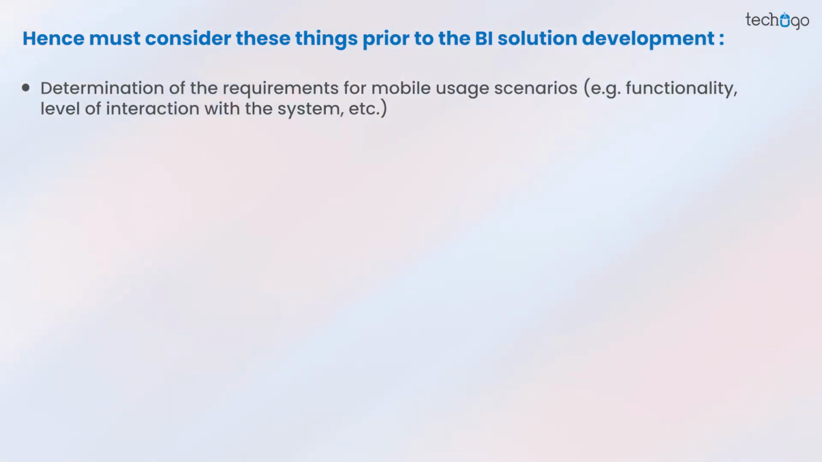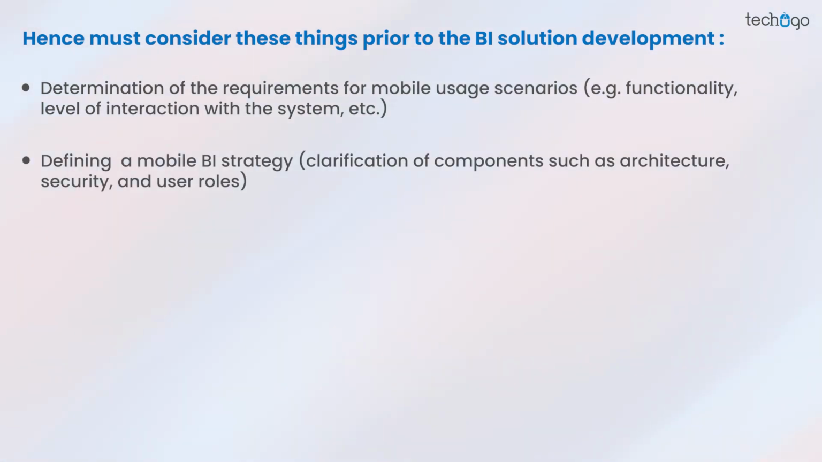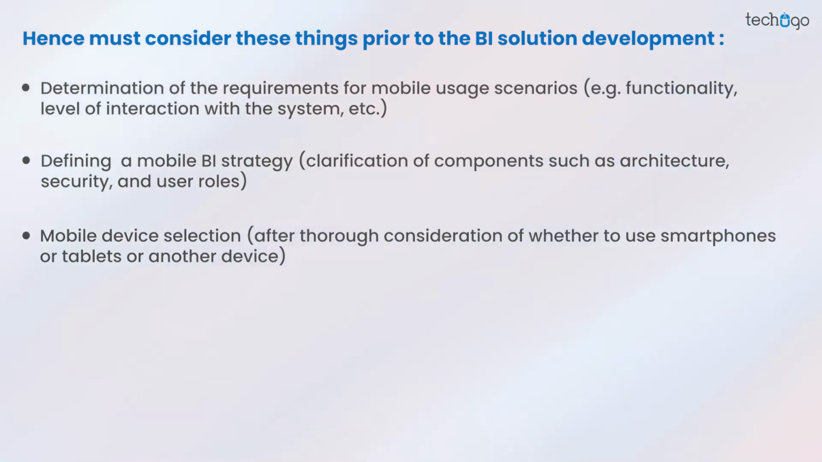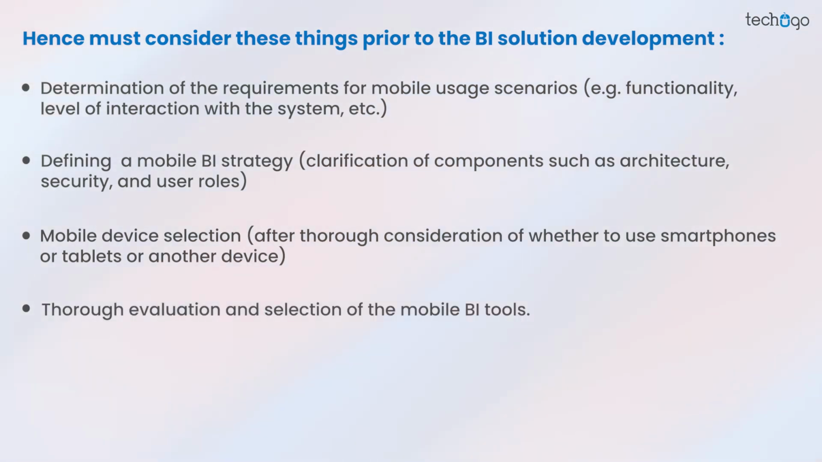usage scenarios, like functionality, level of interaction with the system. Secondly, define a mobile strategy. This includes getting an understanding of components like architecture, user roles, security. Third, mobile device selection, after a thorough discussion on whether to go for a smartphone, tablet, or any other device. Next comes the proper evaluation and selection of a well-suited business intelligence tool for your business.